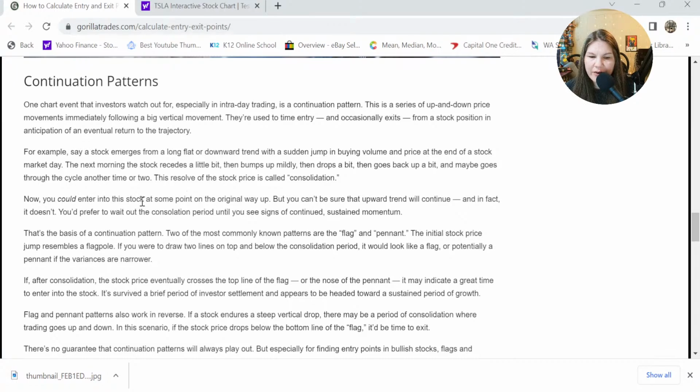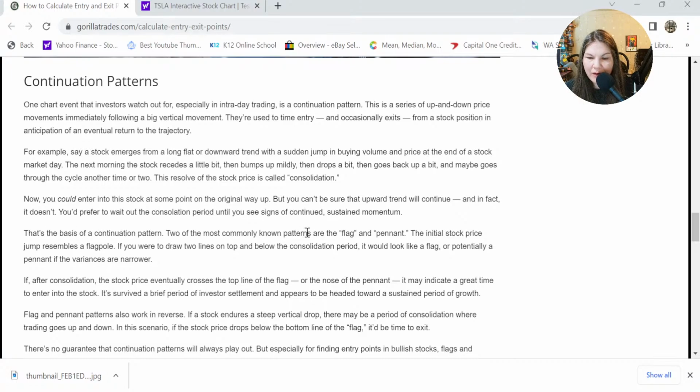Now, you could enter into this stock at some point on the original way up, but you can't be sure the upward trend will continue. And in fact, it doesn't. You'd prefer to wait out the consolidation period until you see signs of continued, sustained momentum. That's the basis of a continuation pattern.